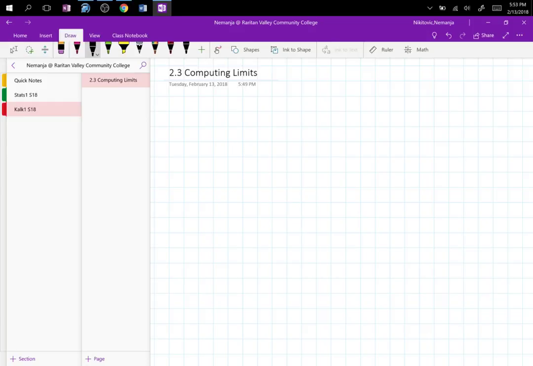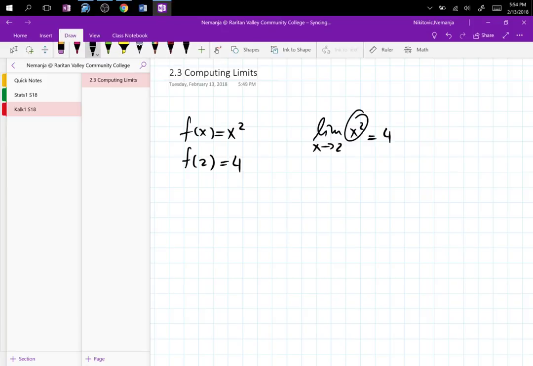I had this the first day where I said if f of x is equal to x squared, then f of 2 is 2 squared, which is 4, and you're done. And then I had the limit of x squared as x goes to 2 is also 4. So technically, yes, you can take this 2 and plug it in there and get the 4, but that's just because this is nice, okay? You can't always do that.